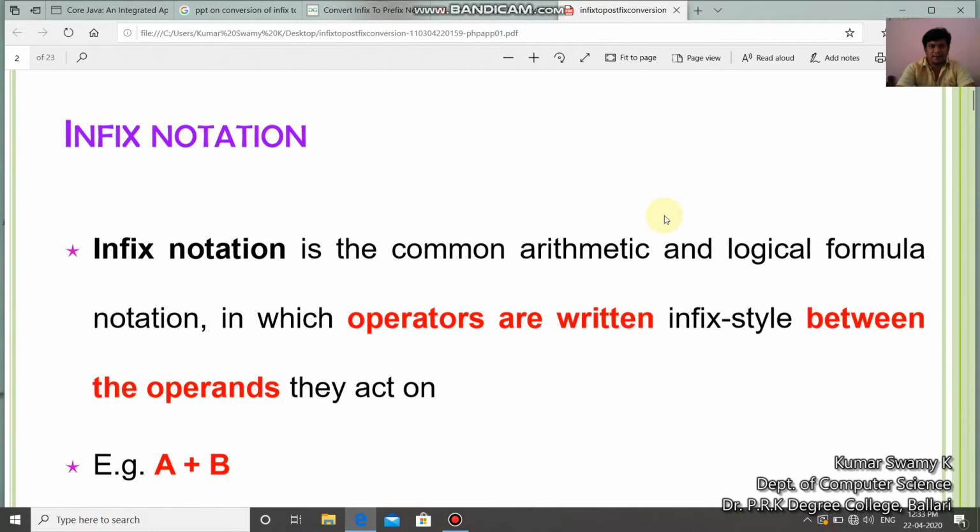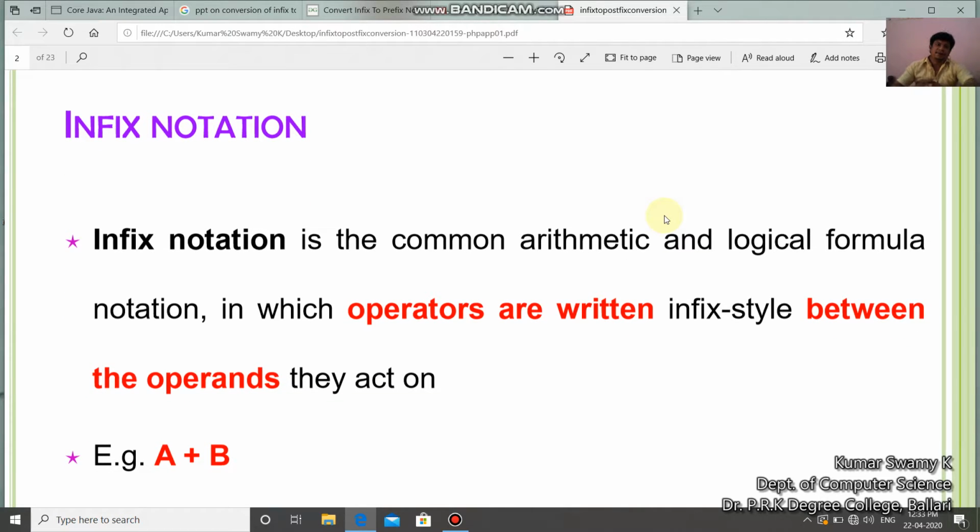So in the previous session we discussed infix notation. Infix notation is a common arithmetic and logical formula notation in which operators are written in between the operands, as we have discussed in the previous session itself. Operand, operator, operand. Such an expression we call an infix notation.